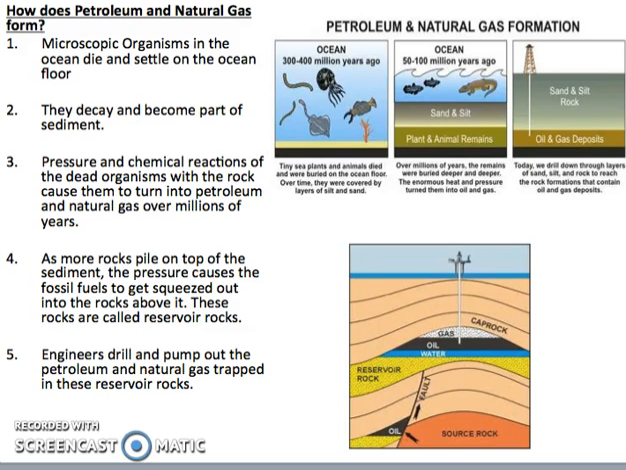Okay, now let's talk about how these fossil fuels form. First, let's talk about petroleum and natural gas together because they come from the same thing. Petroleum and natural gas both come from these microscopic organisms, which are tiny little living creatures that lived in the ocean around 300 to 400 million years ago.